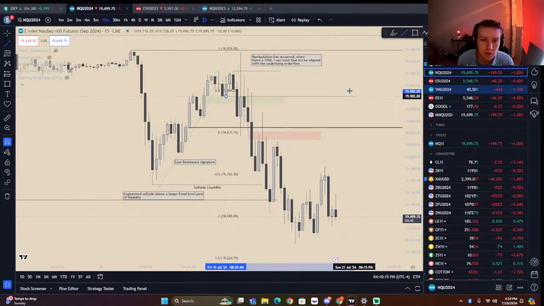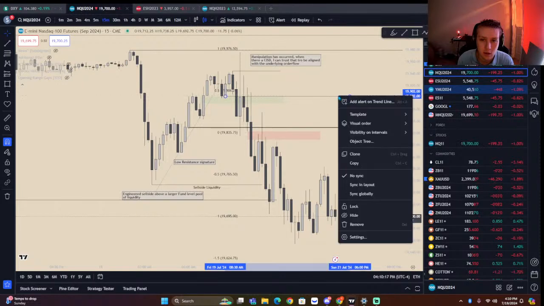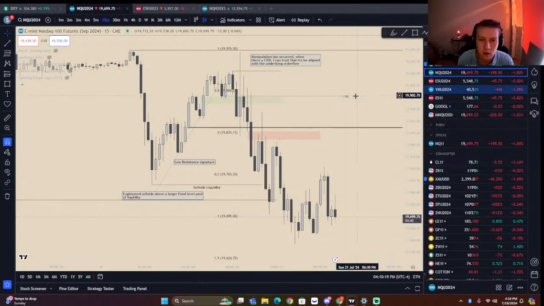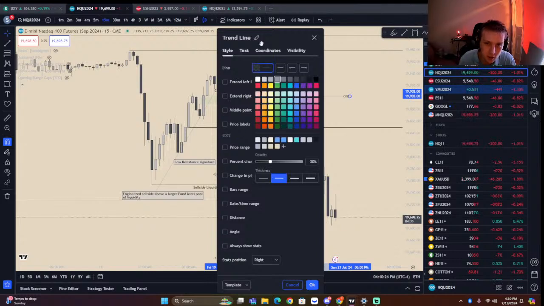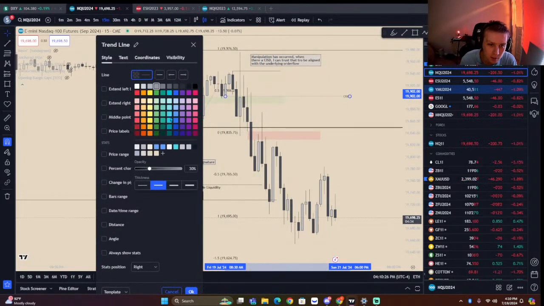Here we have change of state delivery. I feel like I need to make that a different color, the CISD. What color should I make it?